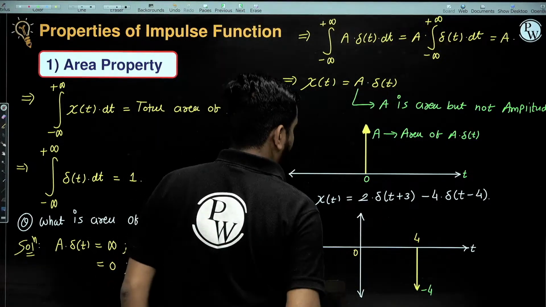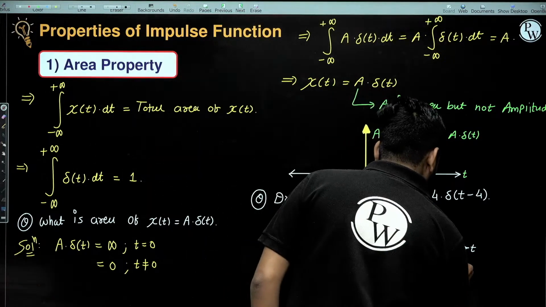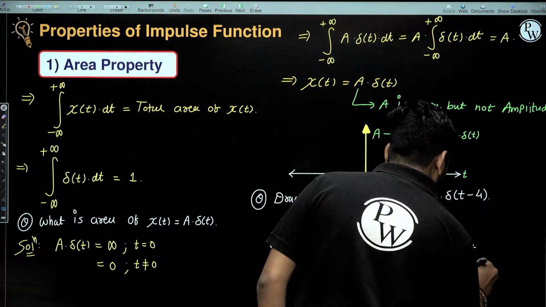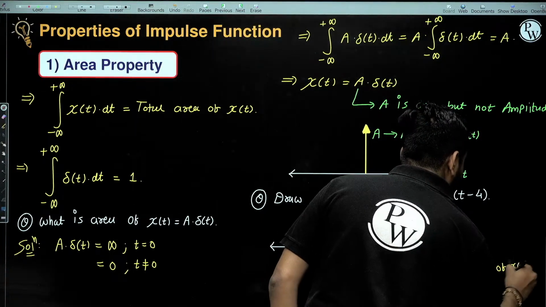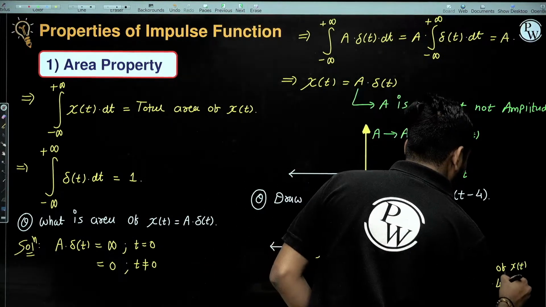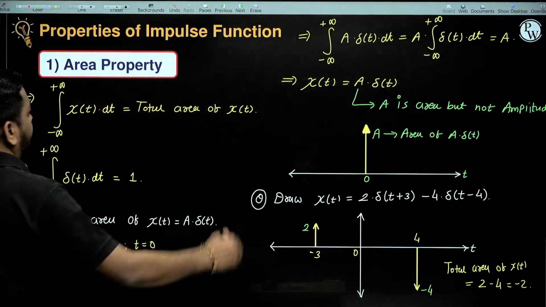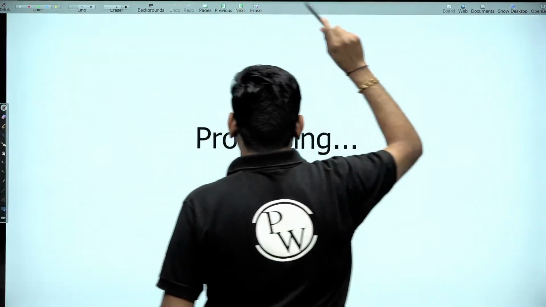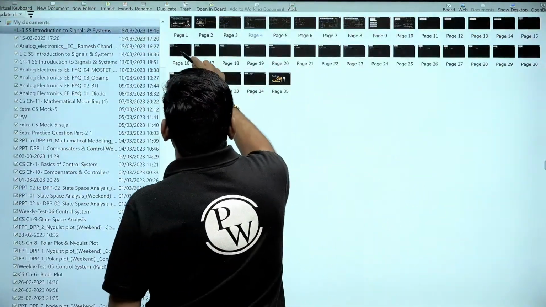What is the total area guys? So here total area of x of t: area of first impulse is 2, second impulse is minus 4. So answer is minus 2 guys, minus 2. Okay. Now let me take some questions guys.